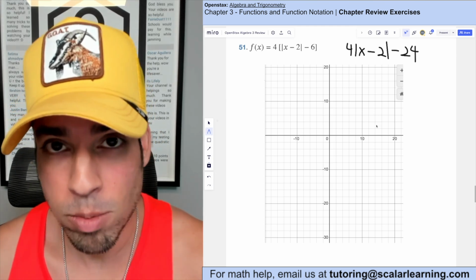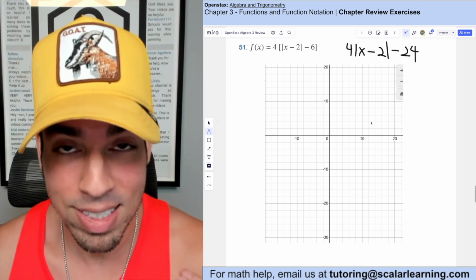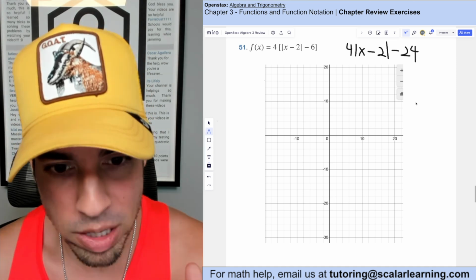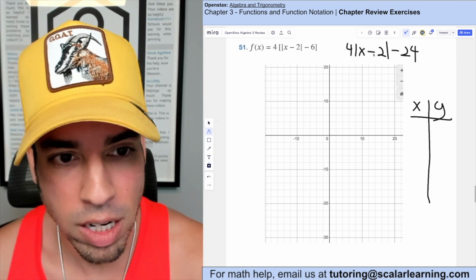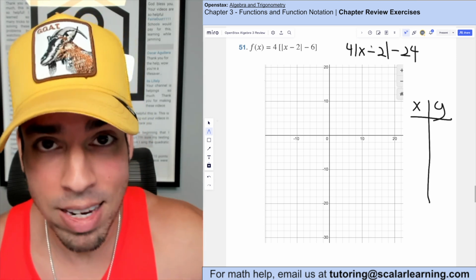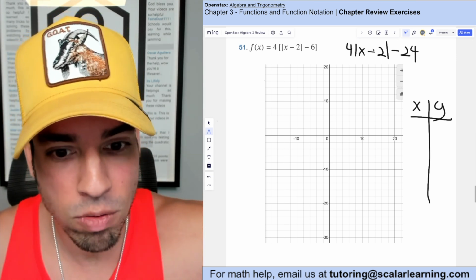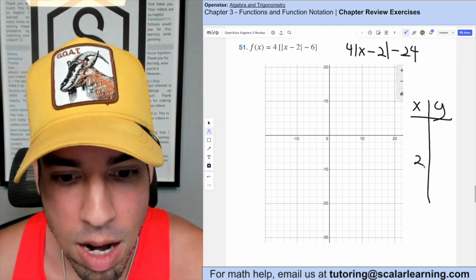But I'm going to use that similar strategy where we're going to make a table so you can see the points a little bit more concretely. And once again, I love this idea of starting at the vertex where you're going to zero out, in this case, whatever is inside the absolute value. So that's going to be at +2.